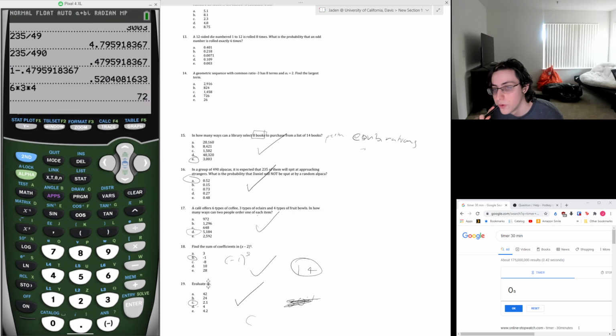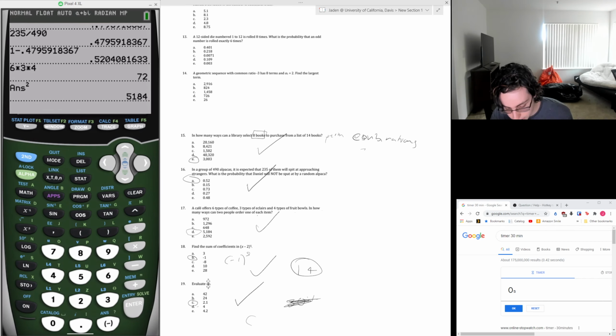Now, for how many ways can 2 people order one of each item? That is basically 72 squared, because each person has 72 different ways that they can order one thing. So basically you multiply the two together. 72 squared is 5184. That's the answer. Okay.